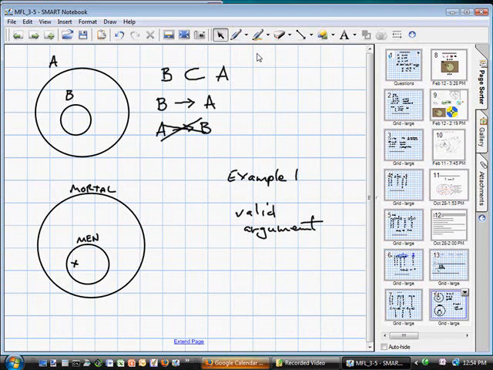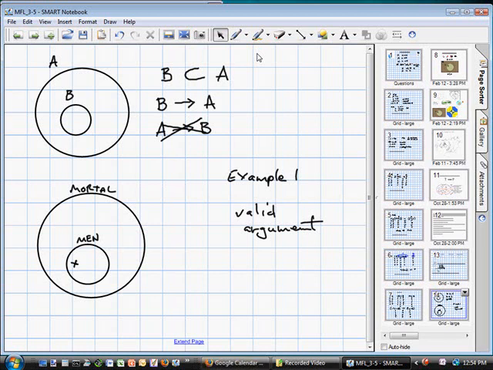Okay. Now, example 1 in your book. You've got to look it up so that this makes sense. It's on page 147. Argument. All men are mortal. Second statement. Socrates is a man. Therefore, Socrates must be mortal. You see that? Little page 147.